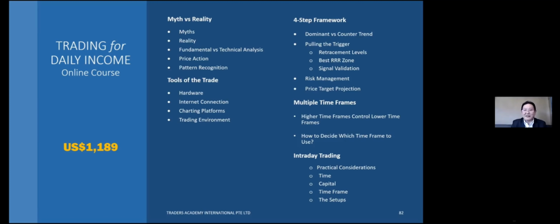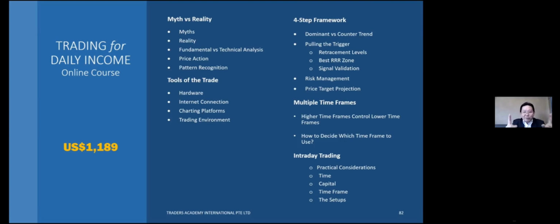Then of course, the last part is profit taking. Where to project the price forward into the future. When the price comes to those levels, take your profit. That's the end of the trading game. It's very simple. Then again, I will also show you how to use multiple time frames.